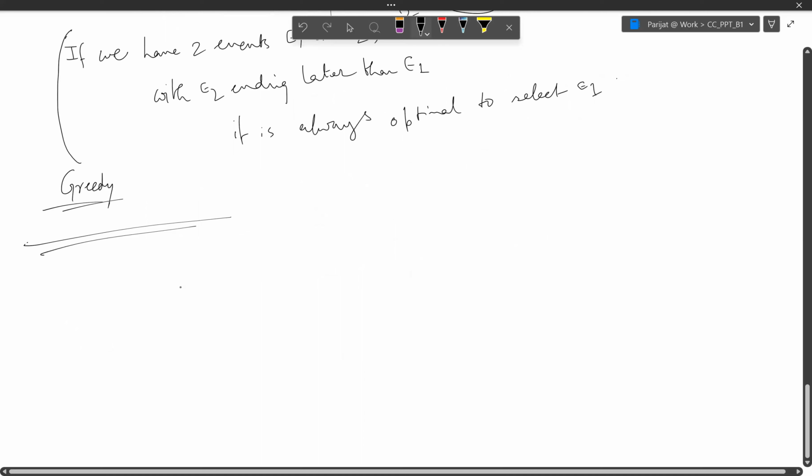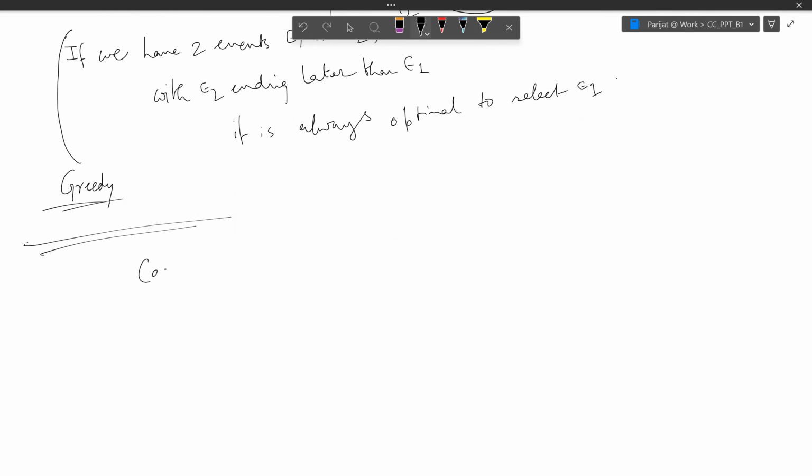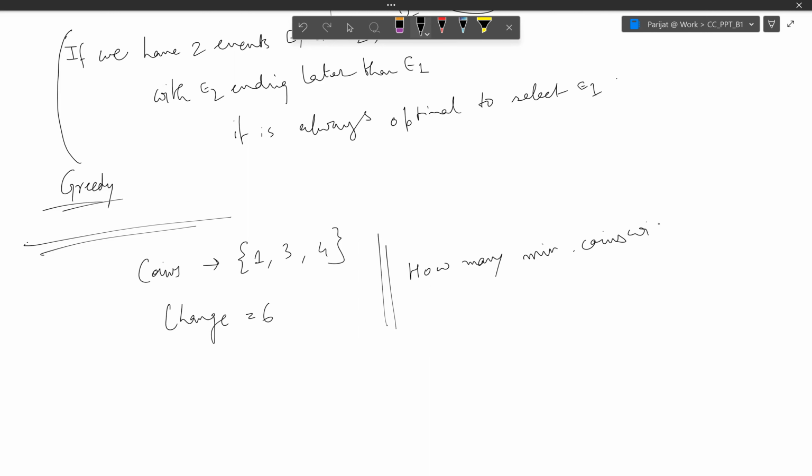So say I have coins of different denominations, and I have infinite coins of each denomination. Okay, say I have 1, 3, 4. I have only 3 denominations and I have infinite coins of each type. Right? So I want to make up an amount, I want to give change for say 6 rupees. So how many minimum coins would I need?